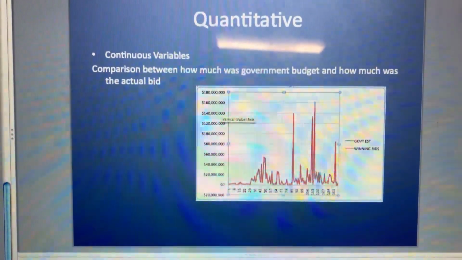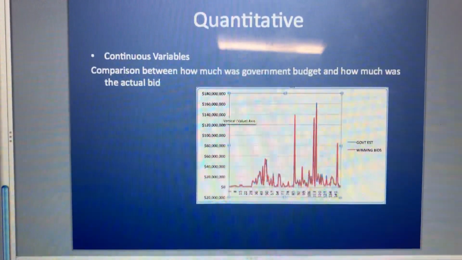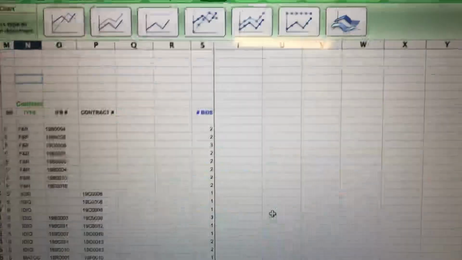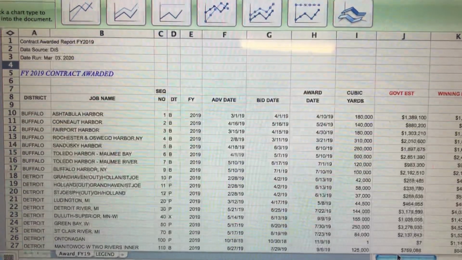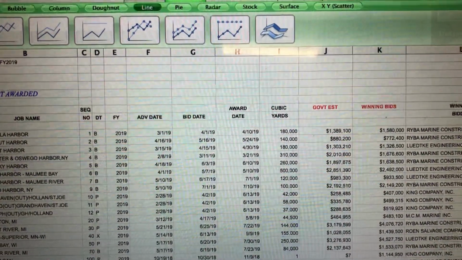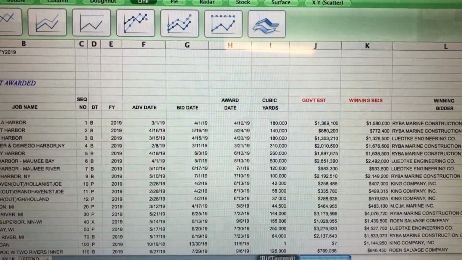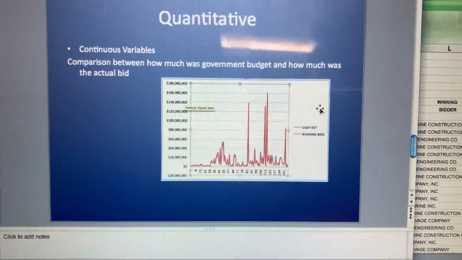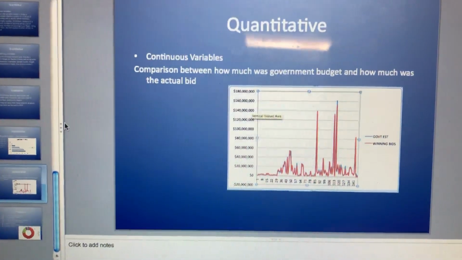Quantitative. Here we're looking at the continuous variables, a comparison between how much was the government budget and how much was the actual bid. Here we had to highlight the government estimate. When we highlighted it, we clicked on insert, and that gave us the graph that we have here. So here we can see that we have the continuous variables.